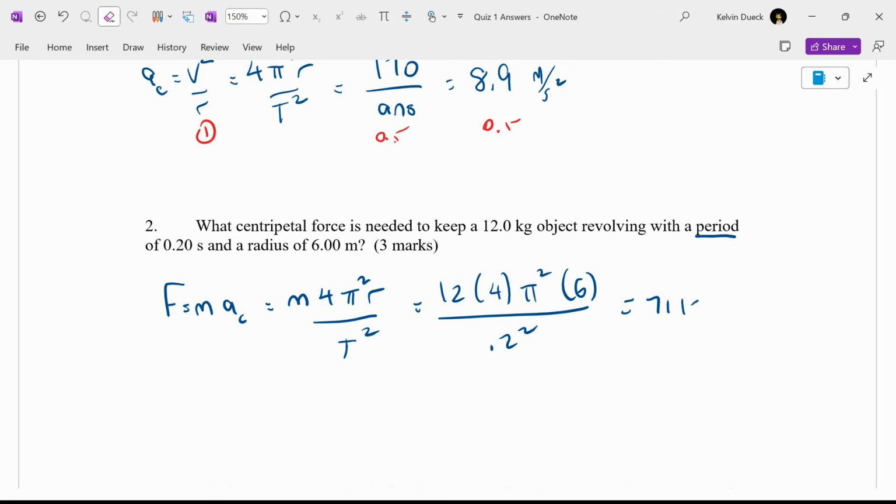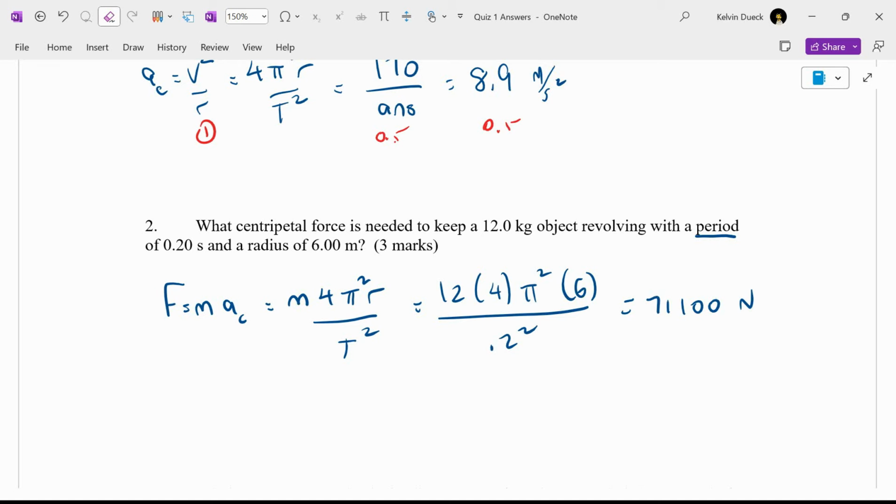And at first I was a little nervous by that, but then I went, wait. In this question, what's the mass? Bowling ball, roughly. What's the radius? You and I are about 6 meters apart, maybe even a bit less. What's the period?